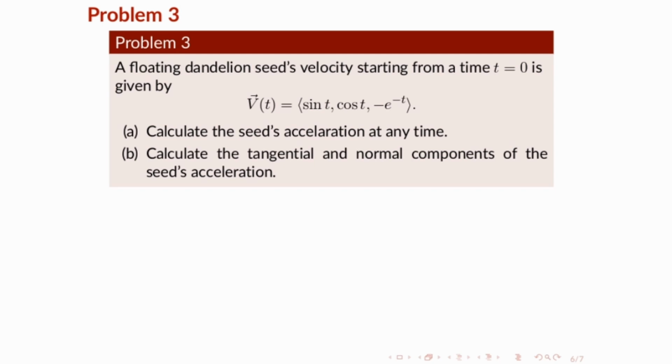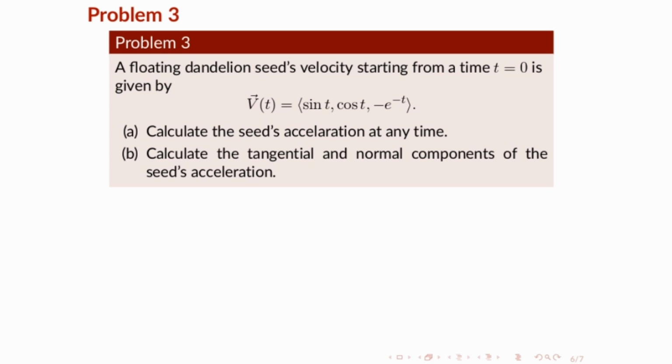The floating dandelion seed's velocity starting from a time t equals 0 is given by v(t) = (sin t, cos t, -e^(-t)). Our first part is to calculate the seed's acceleration at any time, and our second part is to calculate the tangential and normal components of the seed's acceleration. Let's start with the first part.